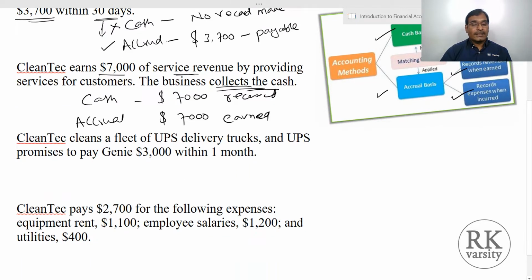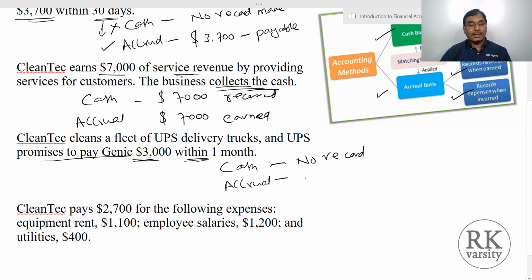Now Cleantech cleans a fleet of UPS delivery trucks, and UPS promises to pay $3,000 within 1 month. So if it is cash accounting, there is no record, so it is not entered into cash. However, in case of accrual accounting, we'll enter this and show it as an amount earned and record it as a receivable. That means we are going to receive this amount in 1 month.